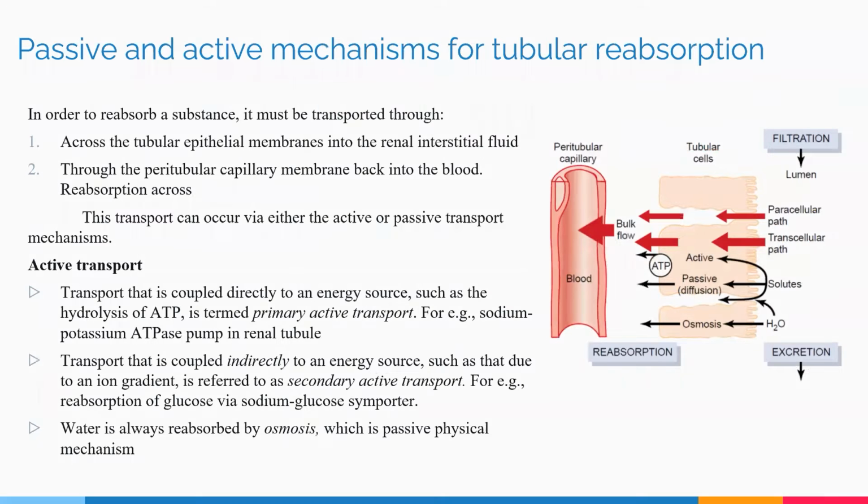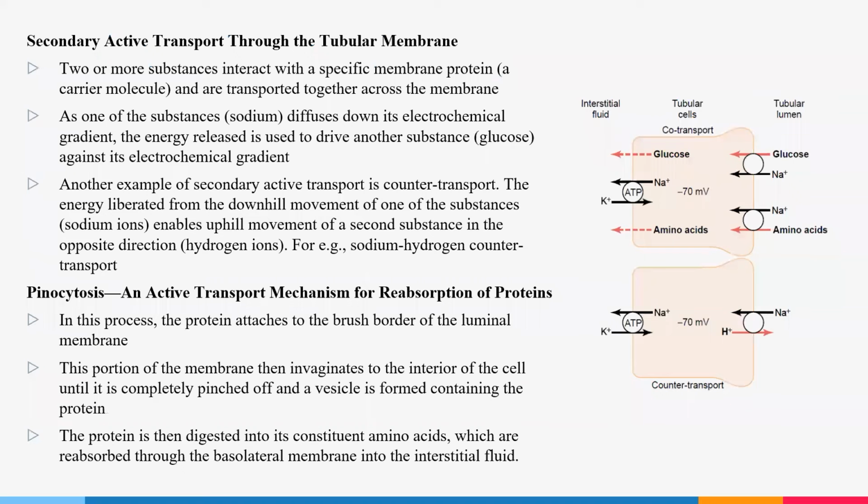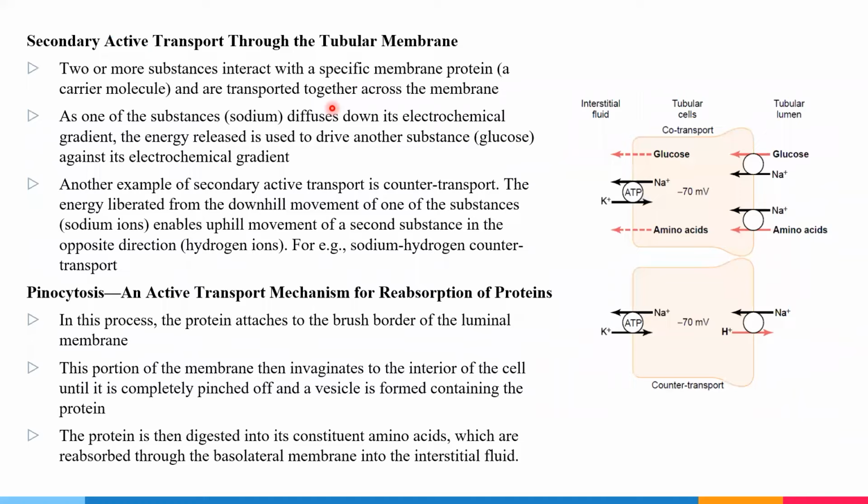Next, we look at the secondary active transport through the tubular membrane. After looking at primary transport, we will look into secondary transport. That is the second example we will be looking at, and for that, we will look especially at the sodium glucose co-transport system. Two or more substances interact with a specific membrane protein, which is also known as a carrier protein, and are transported together across the membrane.